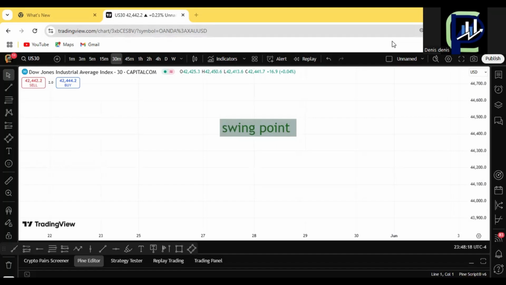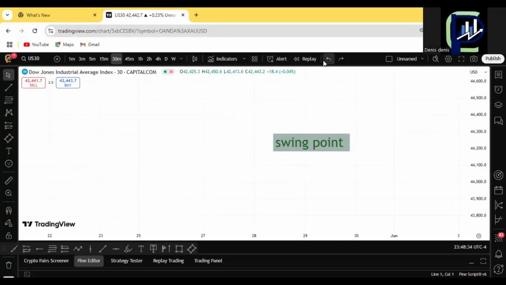So let's see what swing points are. These are all very important lessons that we need to learn if we are to be able to make money in the forex market. So we need to understand what swing points are. And so what are swing points?